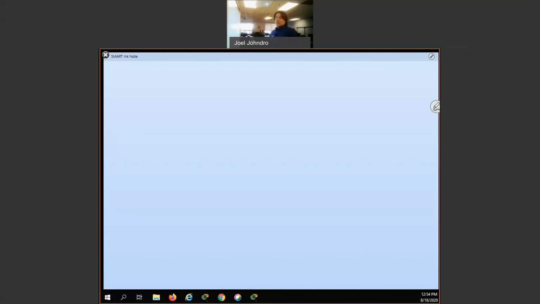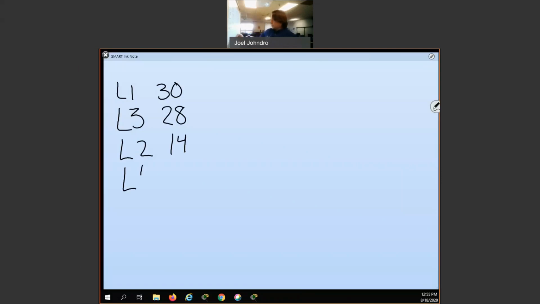Okay, so the largest network is LAN 1. And that's got 30 hosts. Second largest one is LAN 3. It has 28 hosts. And LAN 2 has 14 hosts. And finally, LAN 4 is the smallest one with just 6 hosts.